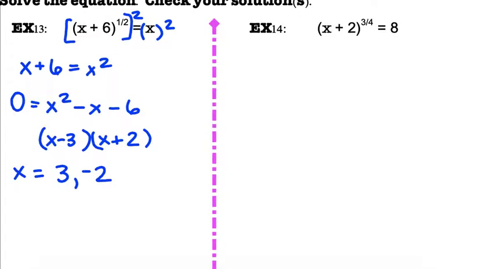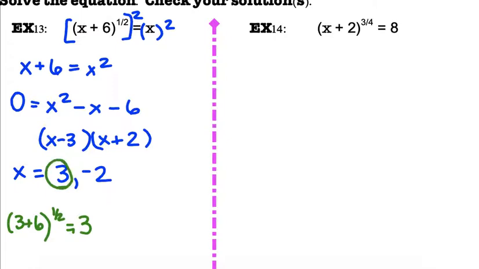Just like before, hopefully I won't screw it up this time, we're going to substitute in my numbers. So we're going to do 3. 3 plus 6, that's 9. The 1/2 power, that's the square root. So the square root of 9 is equal to 3. Yes, it is. So the 3 works.